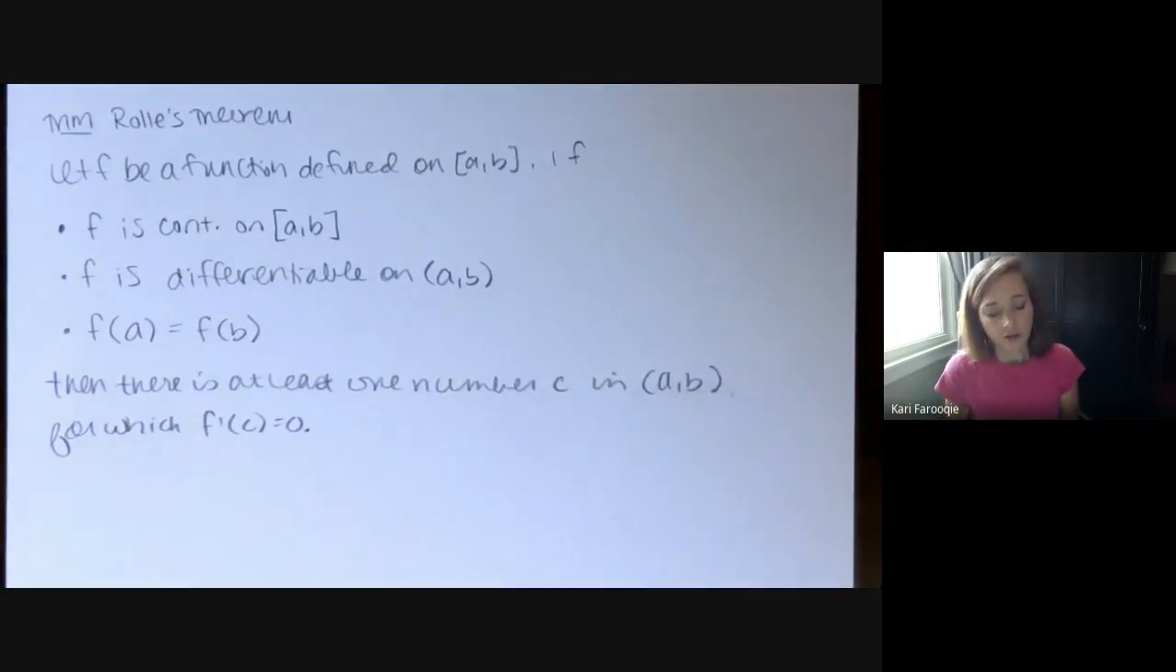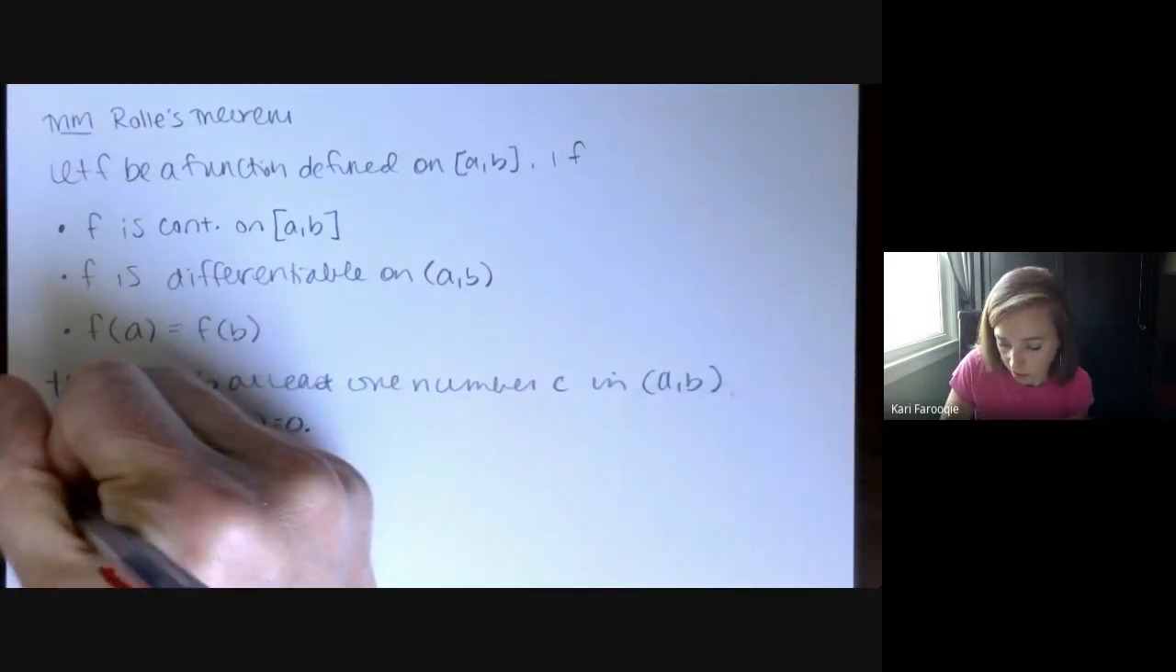So Rolle's theorem is guaranteeing us a value in this open interval such that f prime at that value is 0, meaning that the slope of the tangent line at that point is going to be 0 as long as these conditions are met. So I'm going to show you how to use this. First, we're going to verify the conditions. So I'm going to show you how to go through that, and then we'll talk about actually using the theorem.